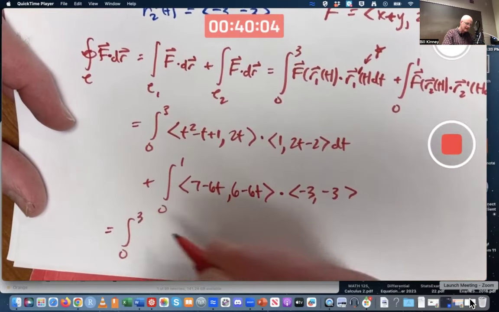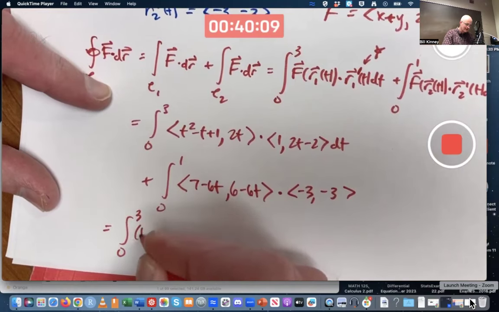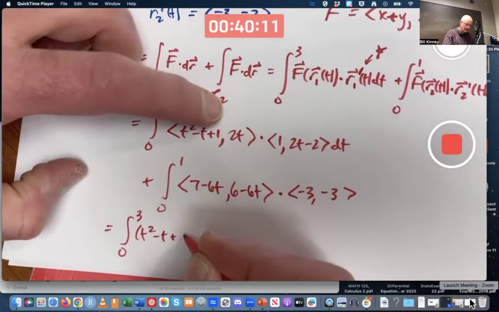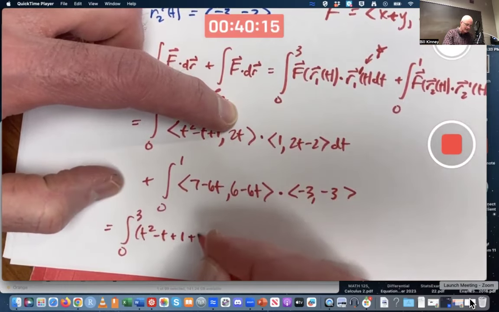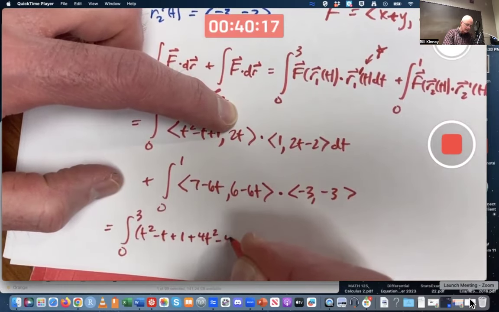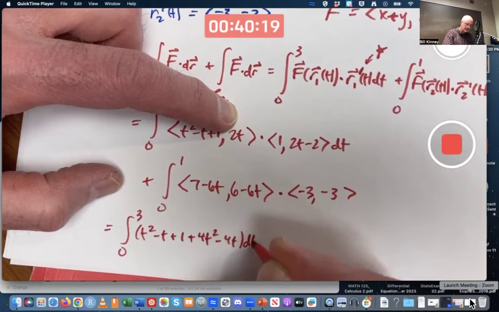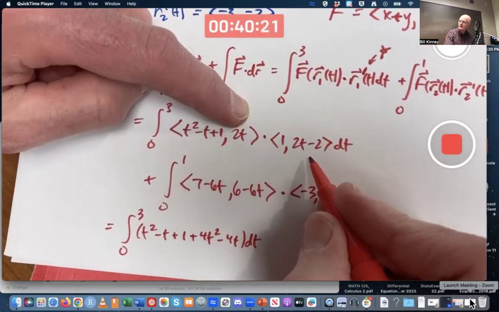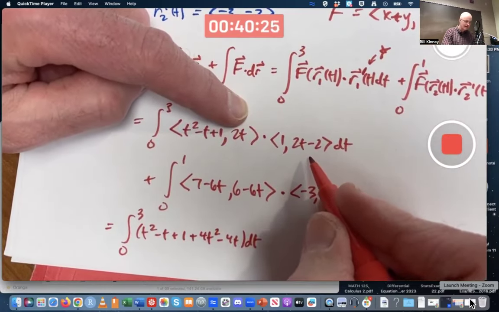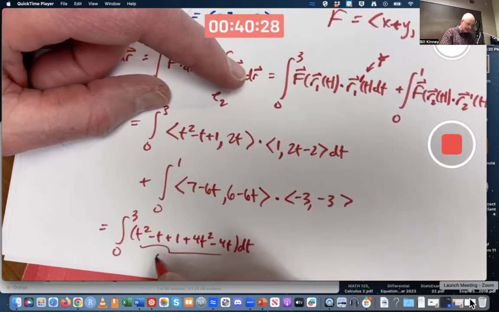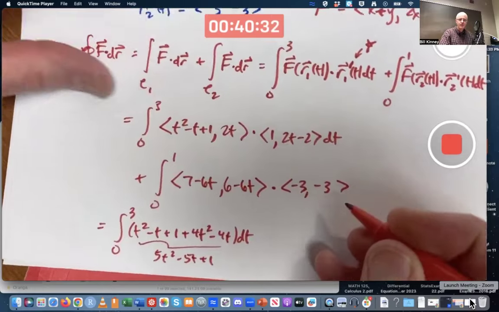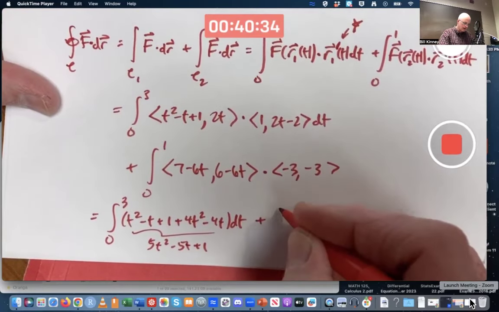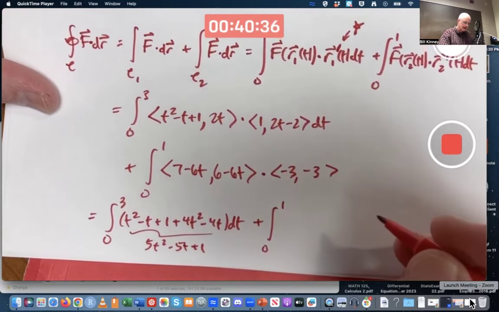Now you got to do the dot products. T squared minus t plus 1, I'm looking right here, times 1 plus 2t times that is plus 4t squared minus 4t. I'm looking at multiplying those two things. That all simplifies to 5t squared minus 5t plus 1. You're always hoping you haven't made a mistake. I'm not guaranteeing I haven't yet.